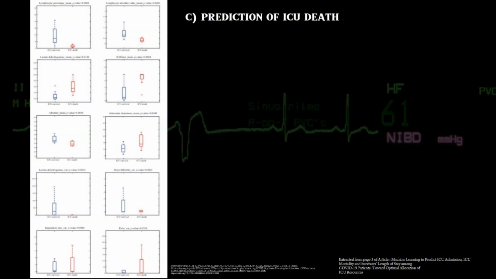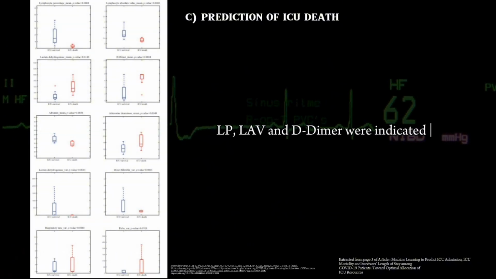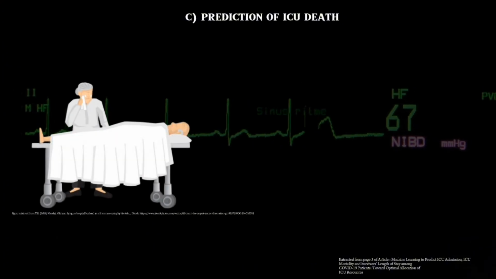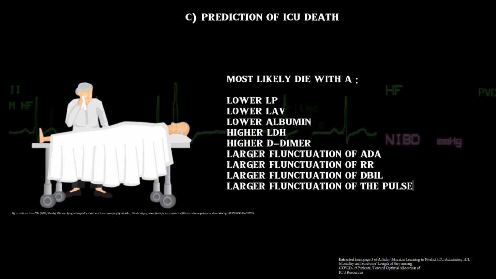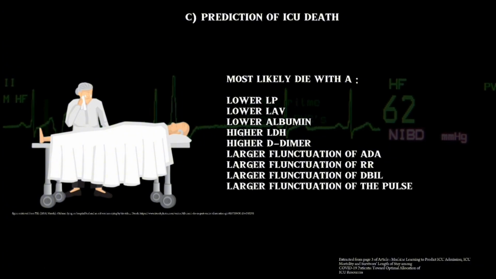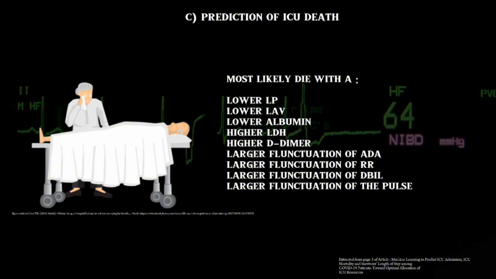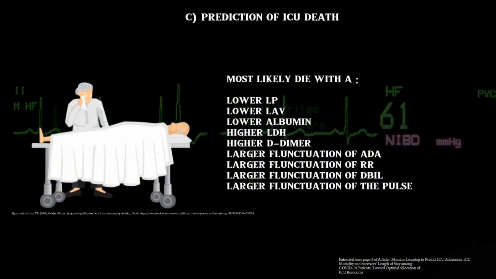Their corresponding box plots with respect to the two types of patients indicate LP, LAV, and D-dimer to be statistically different. A patient admitted into ICU was most likely to die with a low LP, low LAV, lower albumin, higher LDH, higher D-dimer, larger fluctuation of ADA, larger fluctuation of RR, larger fluctuation of DBIL, and larger fluctuation of the pulse.